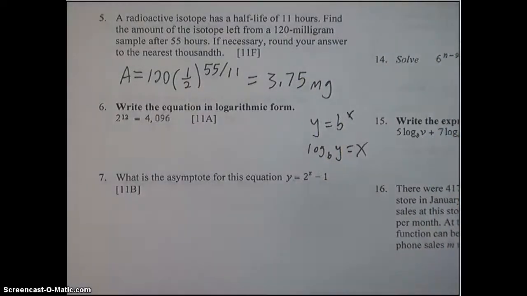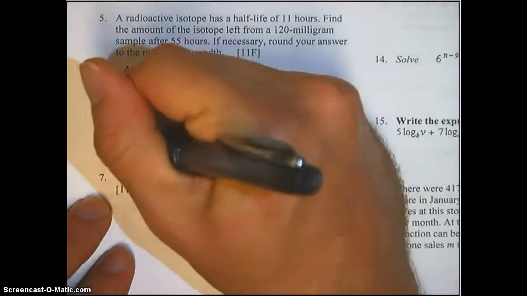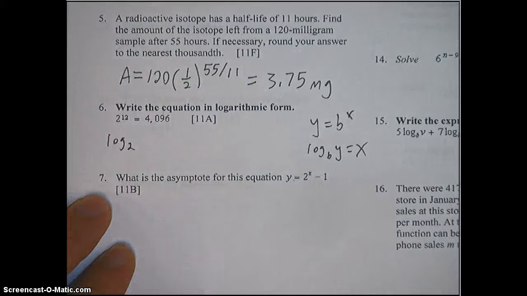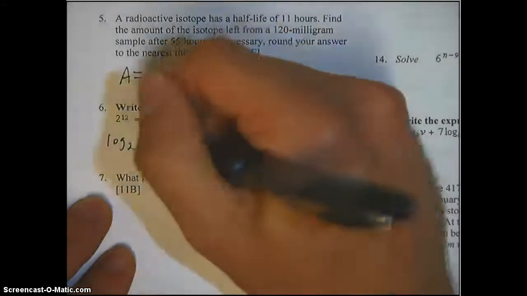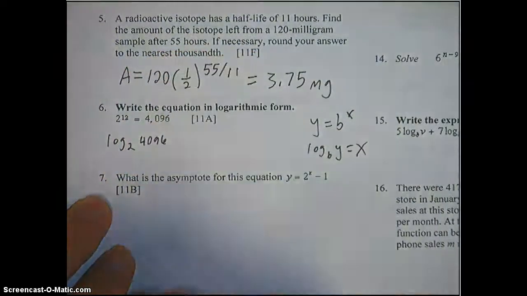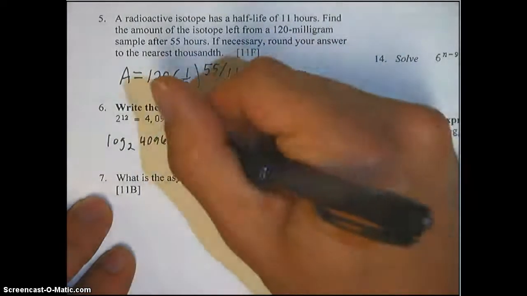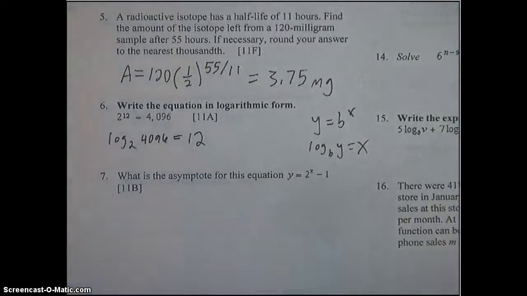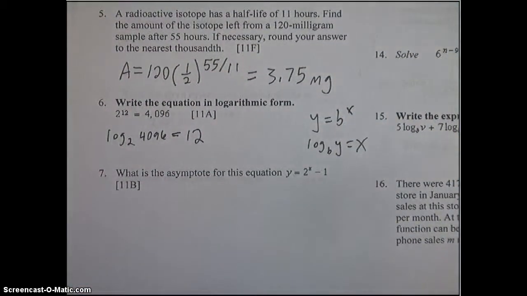The way I like to think about it is start with the base, which in this case is 2. So we're going to have a log base 2. And we need to take the other side of the equal sign, make that 4096. And on the other side of the equal sign is your exponent, which in this case is a 12. So not really much work to show there. You just need to remember to use these two formulas right there.